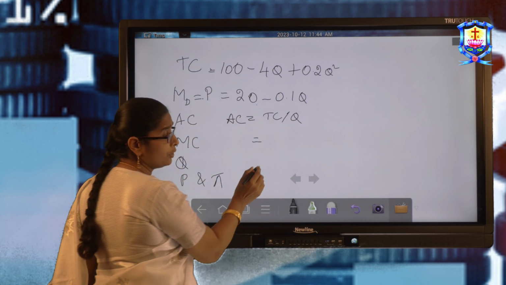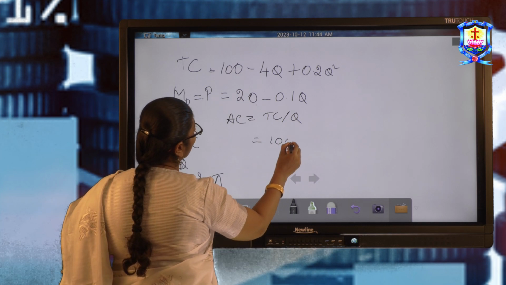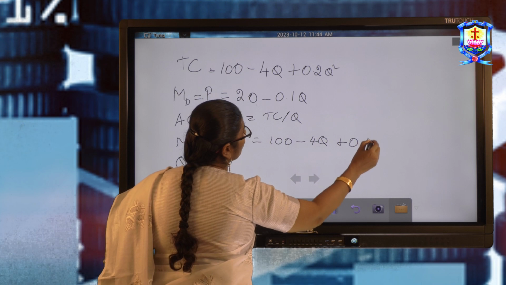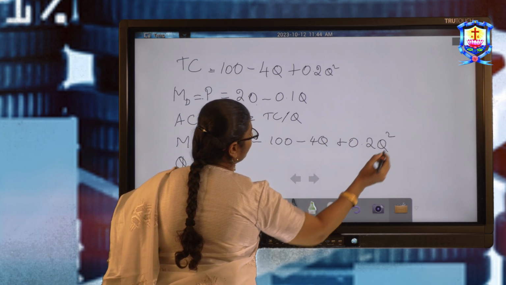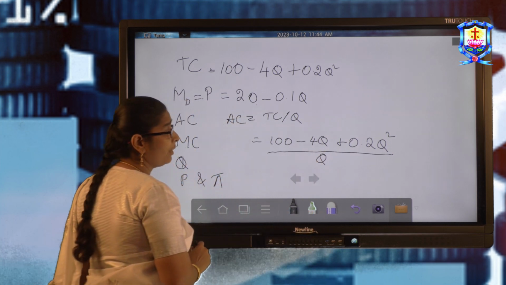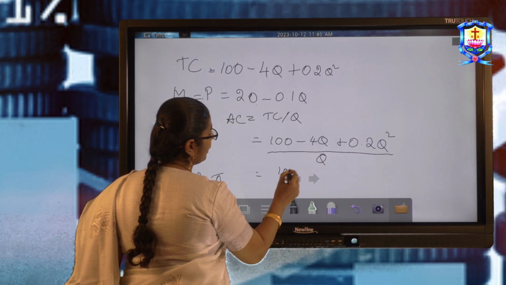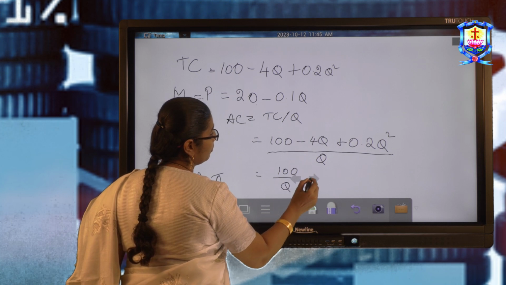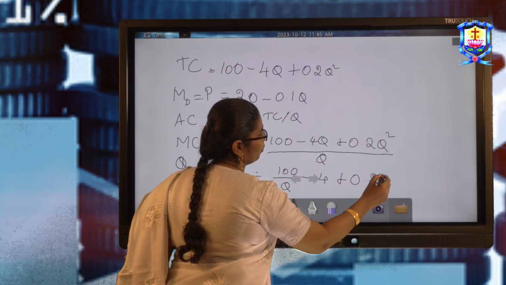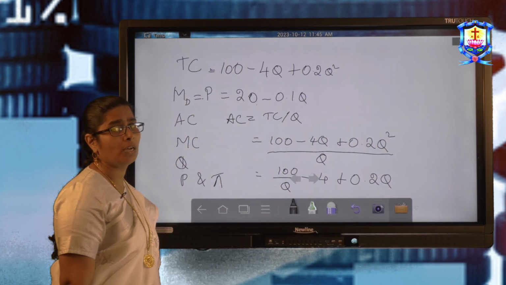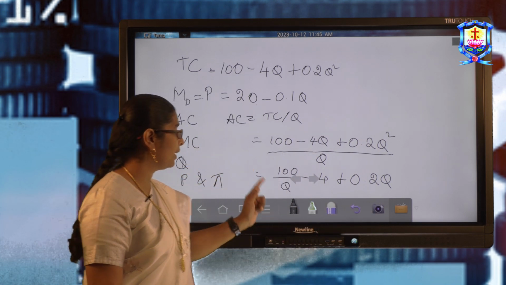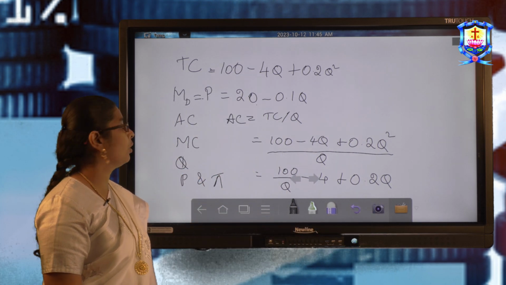So I have the function 100 minus 4Q plus 0.2Q square. When you divide this function by Q, we may derive the function: 100 by Q minus 4 plus 0.2Q. So this is the average cost. Now we have to find the Q value as well as the average cost.